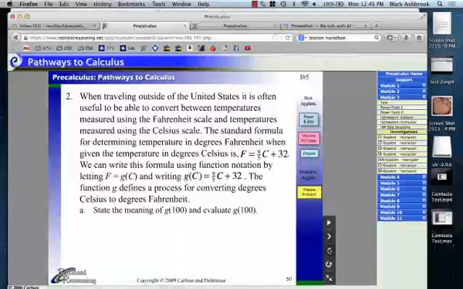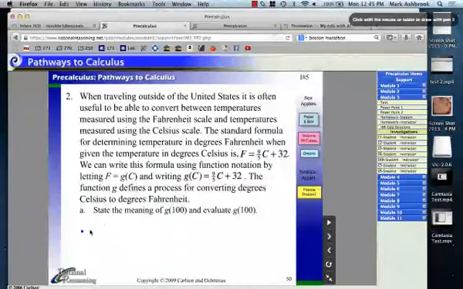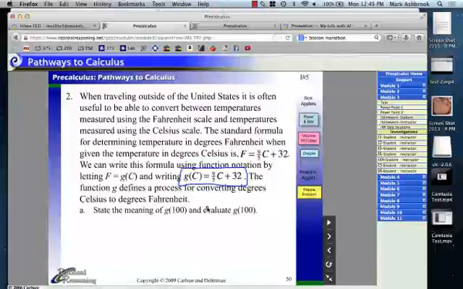Okay, so here it's talking about converting Celsius to Fahrenheit. We have this function g of c right here that takes the Celsius temperature as input, and the rule then generates the equivalent temperature in degrees Fahrenheit.